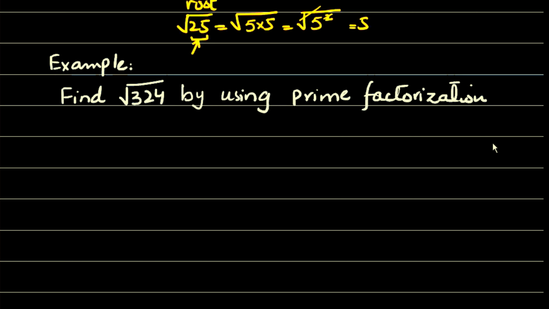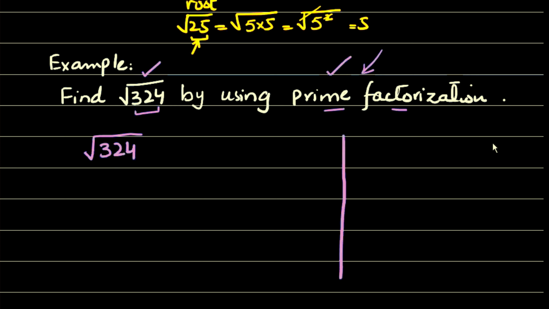Okay. So prime factorization, we're already familiar with this method. So we have to find its square root. Okay. I cannot do it mentally. So the question is given that we have to find by using prime factorization. So you have to take this number 324 and you have to start factorizing.